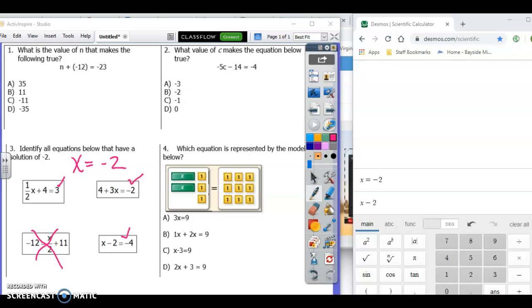All right, number 4. So it says which equation is represented by the model below. So we have two x's, so that would be 2 times x. Then we have 1, 2, 3. Plus positive 3 equals 1, 2, 3, 4, 5, 6, 7, 8, 9. So the answer is D.